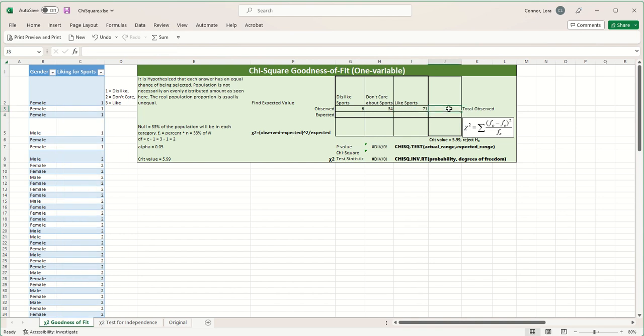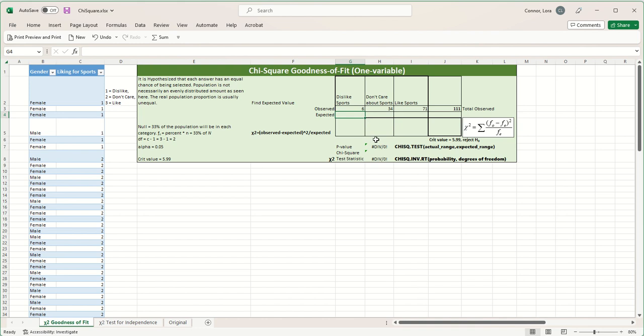Now we want to get a sum of all of this. So let's sum it up. Hit an equal sign, type in sum, and then select all of these, close parentheses, enter. So 111. For the expected values, we need to tell it what we actually observed, and then what we expected to see. Since we don't really have a population to compare this to, we're going to say we expected it to be even across the board.